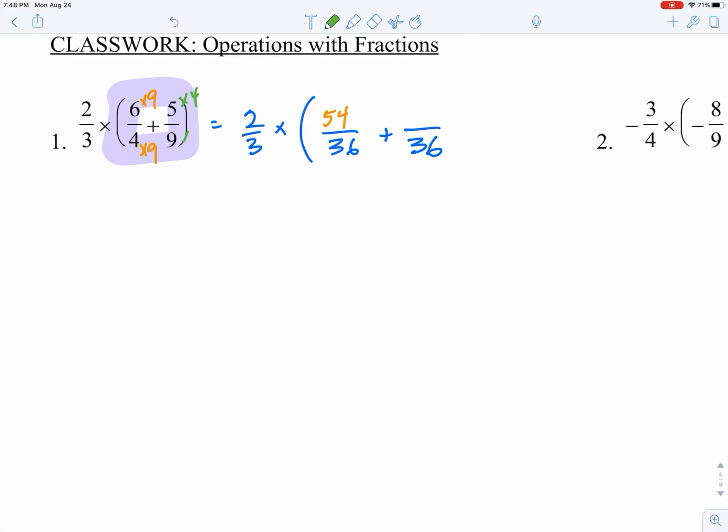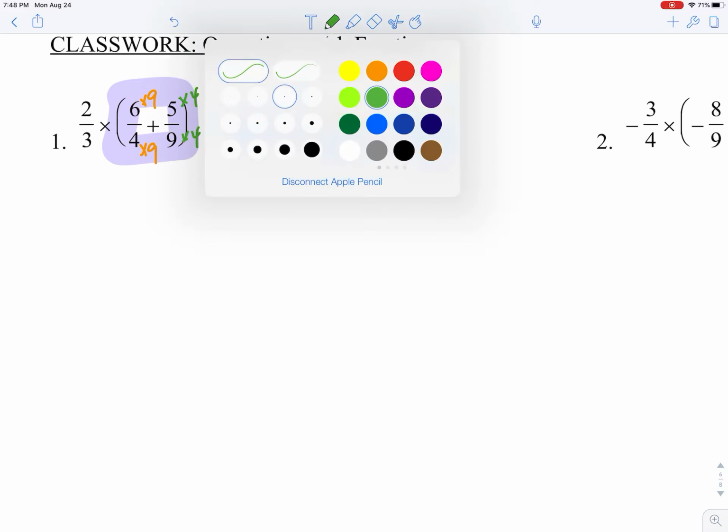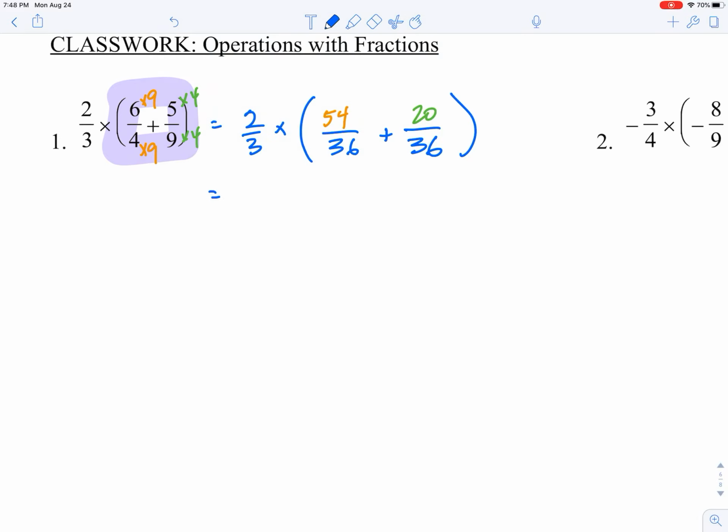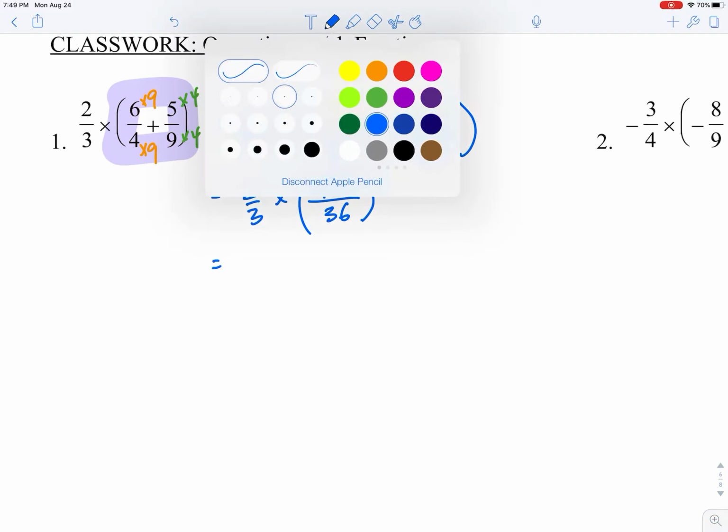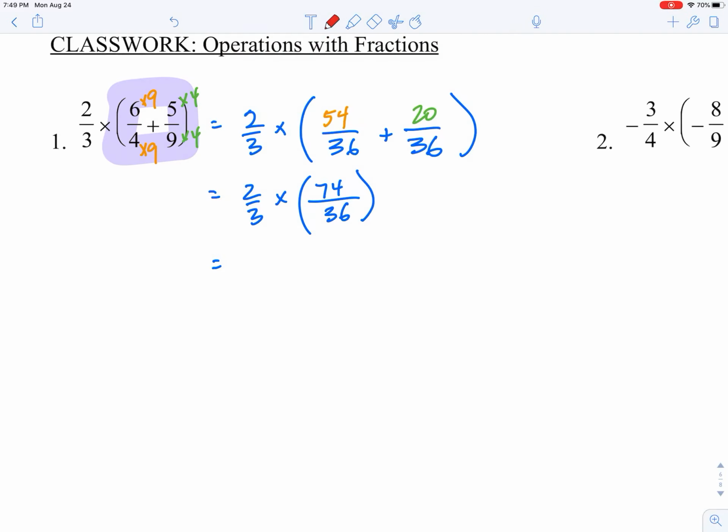Here I multiplied by 4, so that's 20. So that's 2/3 times, they're both over 36. 54 plus 20 is 74. I'm going to simplify before I multiply. I can see that 74 and 36 are both divisible by 2, maybe by more, but I'm just going to simplify first. And I am using a calculator, full disclosure.